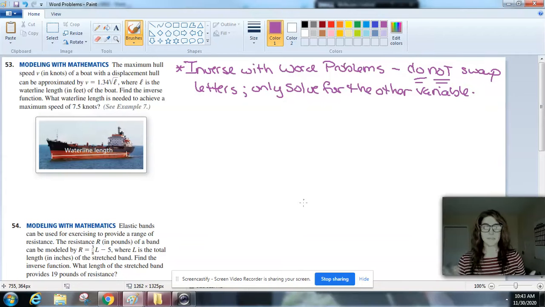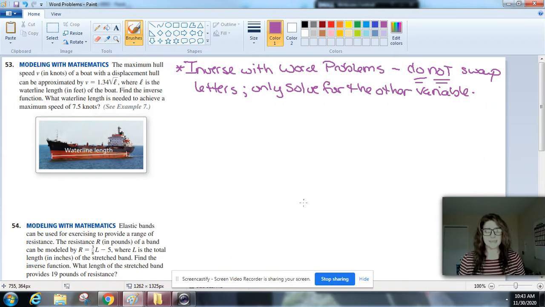Okay, so we're going to take a look at inverses in real life applications. The big thing to know with inverses and word problems is you are not going to swap the letters. In previous problems, when we were trying to find our inverses, we switched the x and y and got y by itself. You cannot do that with word problems because these letters actually mean something. An x and y is just a variable.